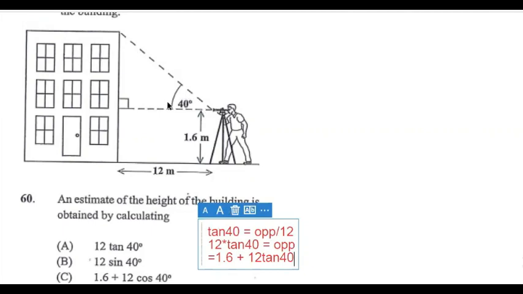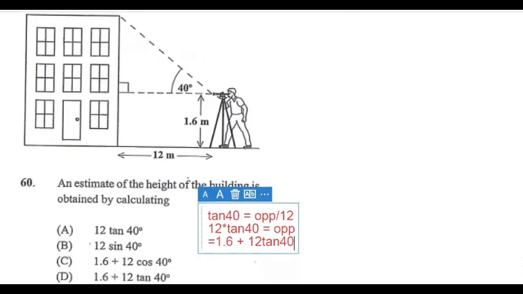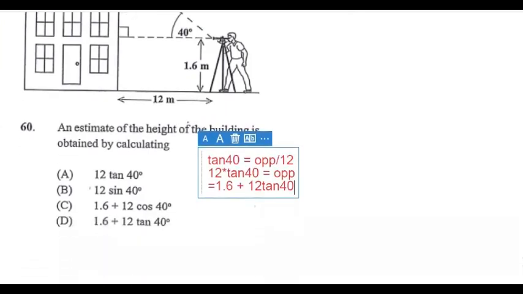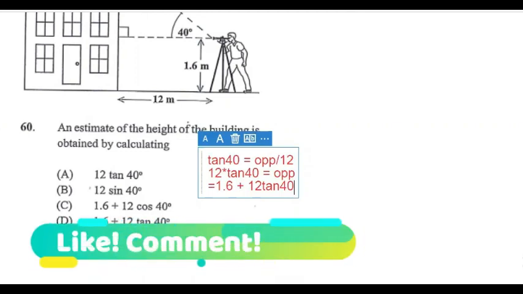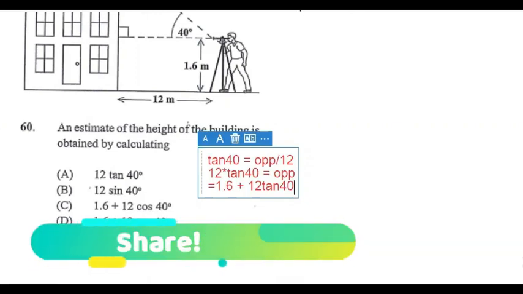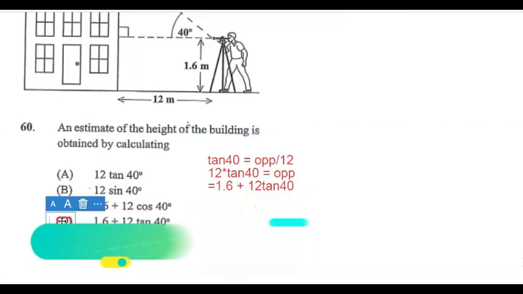So therefore, to get the remaining height of the building, they gave us 1.6 meters being the height of the man. So what we can do is add this 1.6 meters to what we just found of 12 tan 40, and we can get the total height of the building. Because remember, if we had multiplied out 12 tan 40, you'd have gotten a figure in meters, and then you'd add this to the 1.6 meters to get the total height of the building. So therefore answer 60 is D, which is 1.6 plus 12 tan 40.